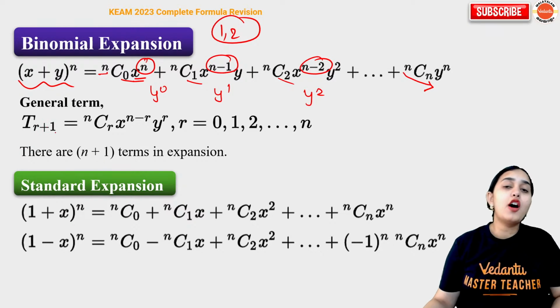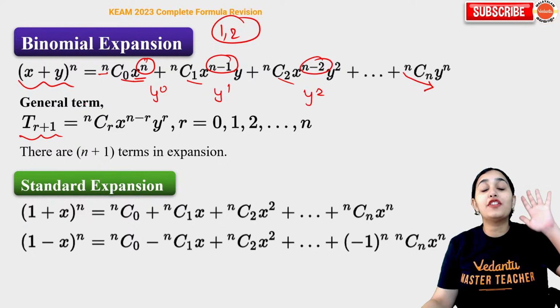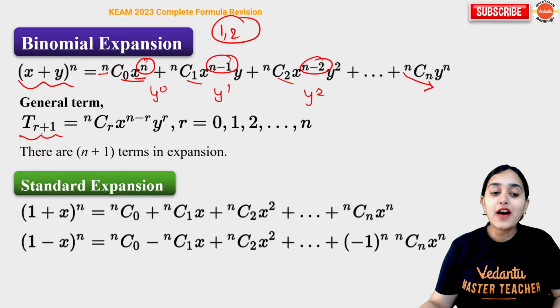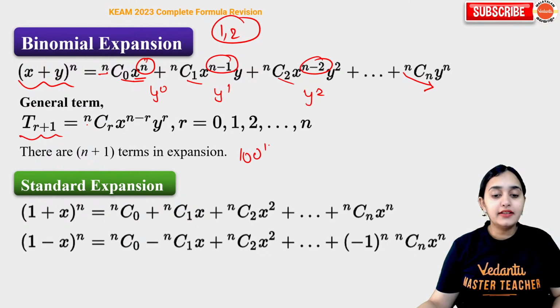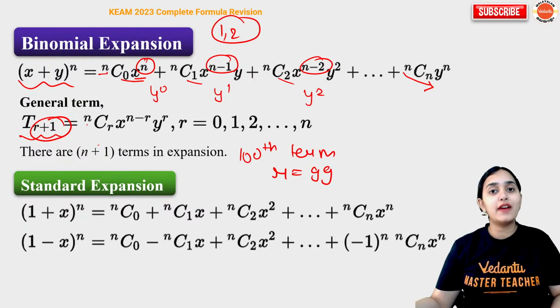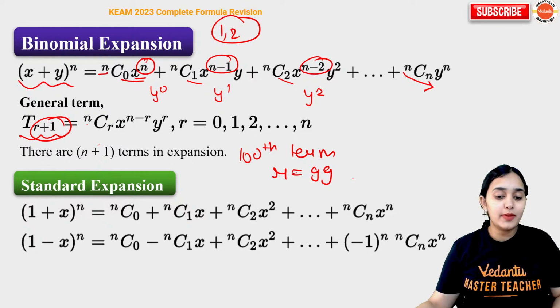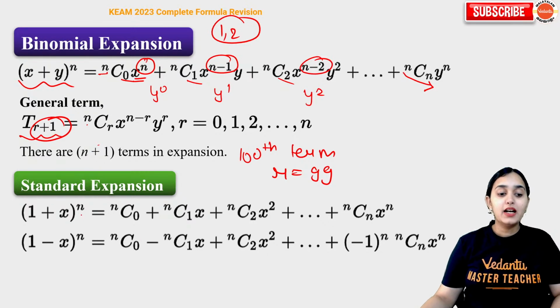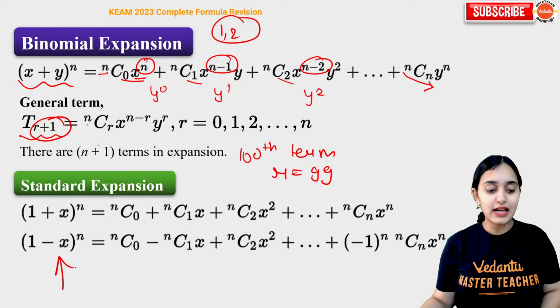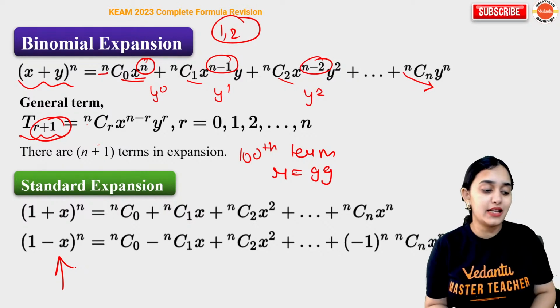Now the general term for a binomial expansion, like if you want to find out the 50th term, the 47th term, what is that? T of r plus 1 will be nCr, x to the power n minus r, y to the power r. So suppose you want to find out the 100th term. So what will you do? R will be 99, because here we are doing 99 plus 1, which is 100. So the r value will become 99. Remember. Now the standard expansion, if y is replaced by 1, then this is the standard expansion for 1 plus x to the power n and 1 minus x to the power n.